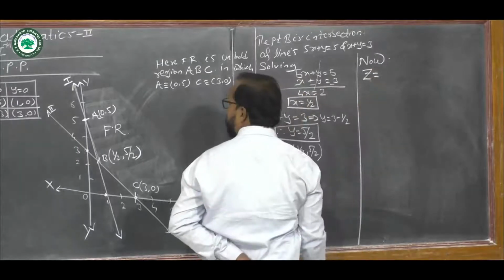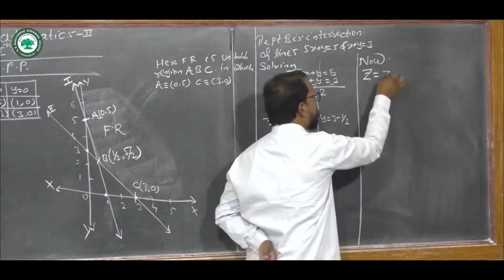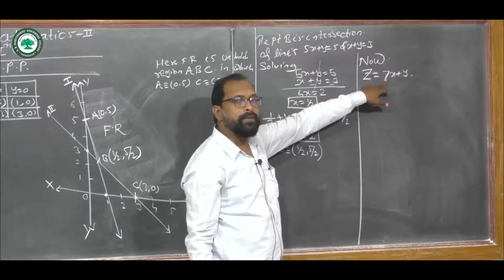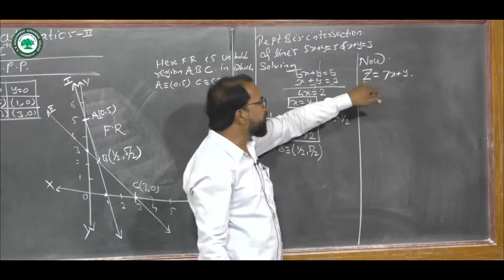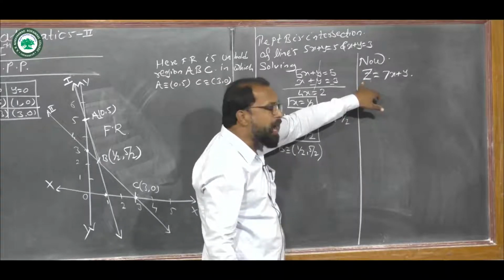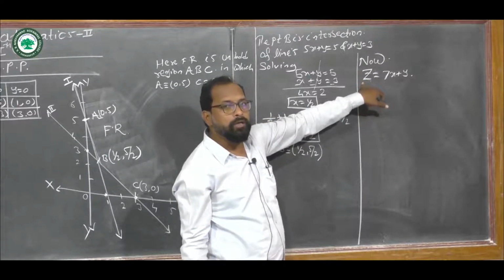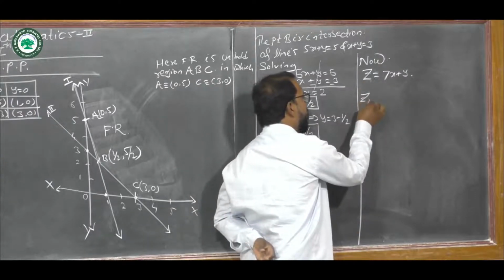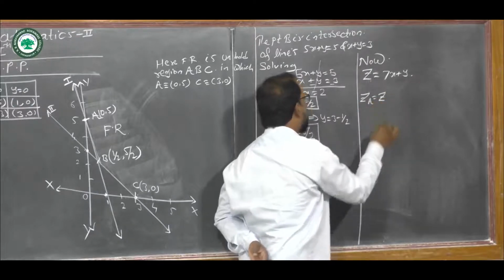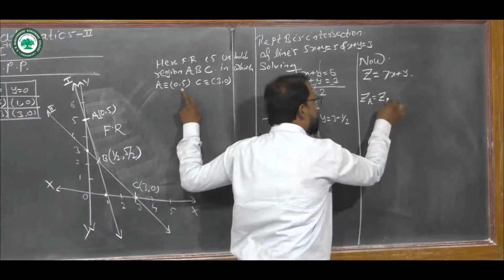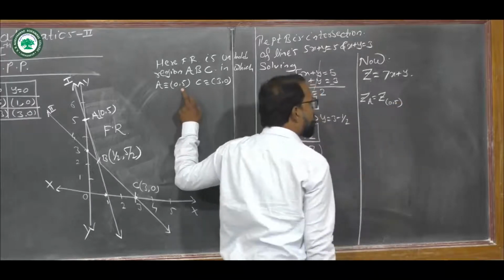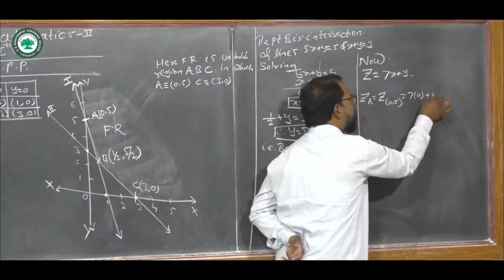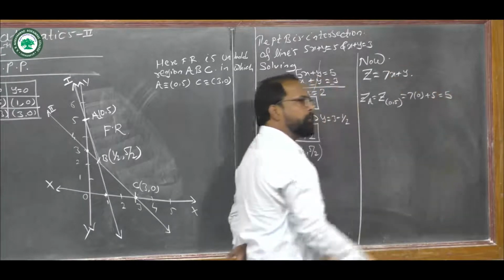Now the value of Z is 7x plus y. In the example, the value of Z is given as 7x plus y. Now finding the value of Z at each corner point of the feasible region, we start from A. So here we write Z at A, that is, Z at the coordinates of A, which are 0, 5. So it gives 7 into 0 plus 5, which gives 5.